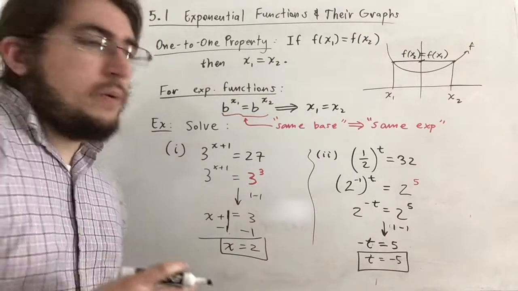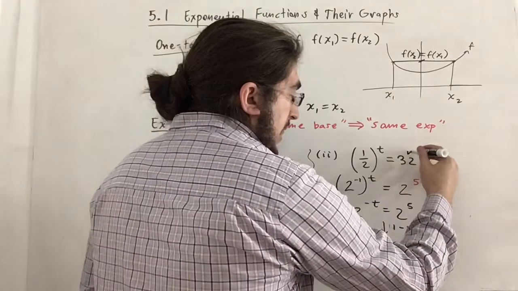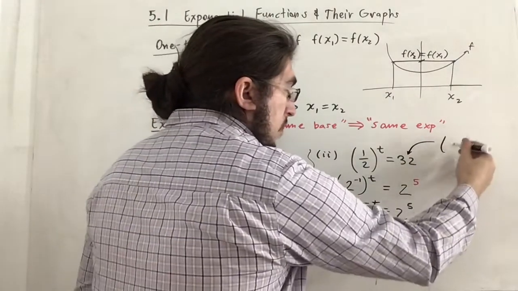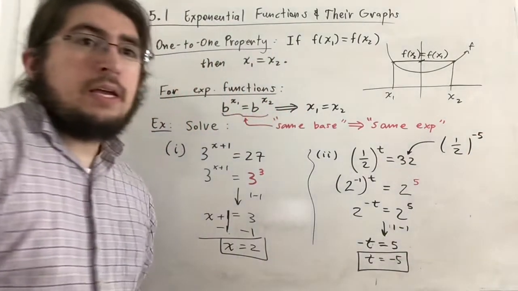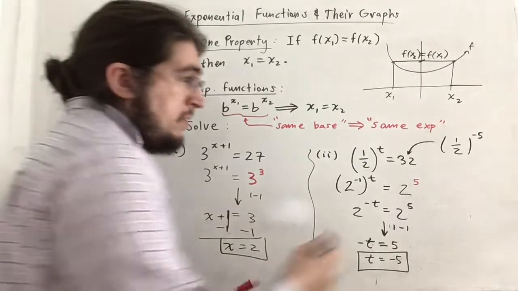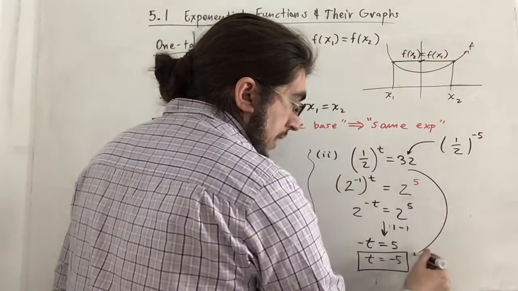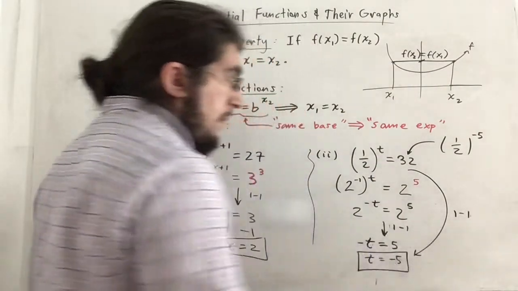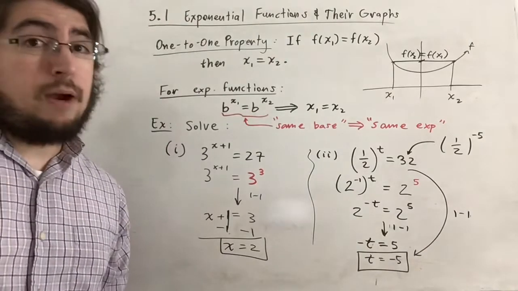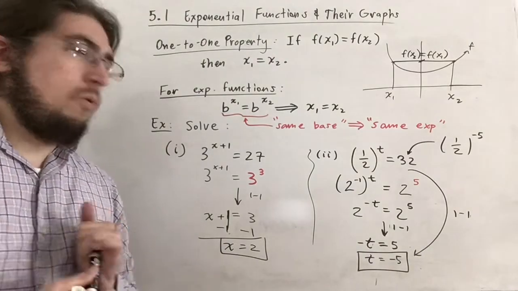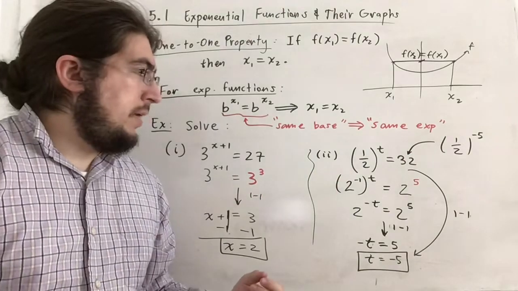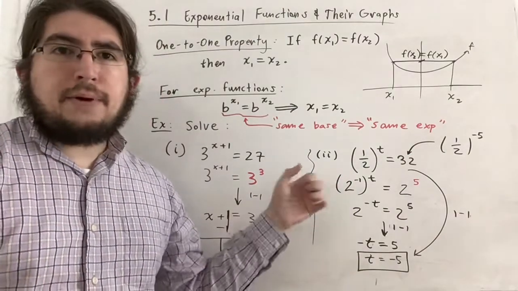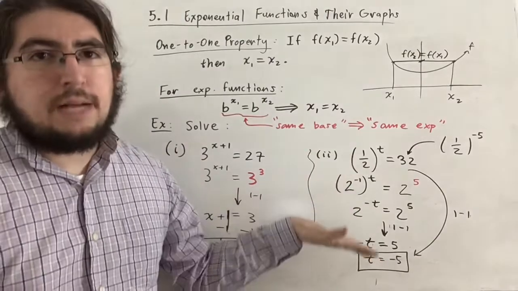Another way, of course, of doing this was to right away say that 32 is actually 1/2, which is this base, to the -5. And if you did that, then right away, you can bypass all that work and use the 1-to-1 property to get t is equal to -5 right away. So obviously one way of seeing it is easier than the other, but it's nice to know you can apply properties to kind of get from one step to the next.